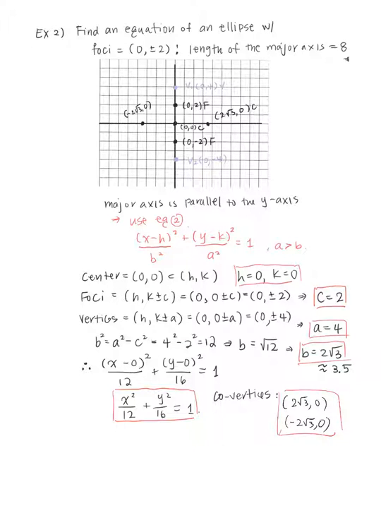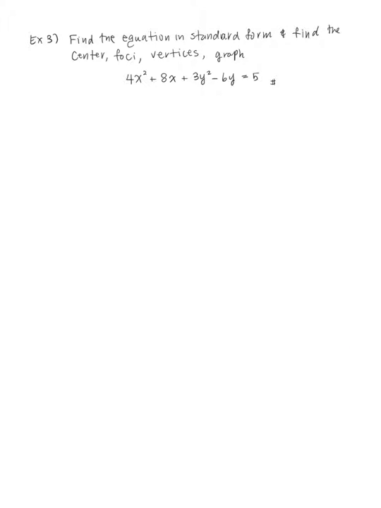And this is my CV, which means co-vertices. And I think we're ready to finally draw the graph. Oh dear Lord. Okay, so that's supposed to be an ellipse. Let's just do another example.